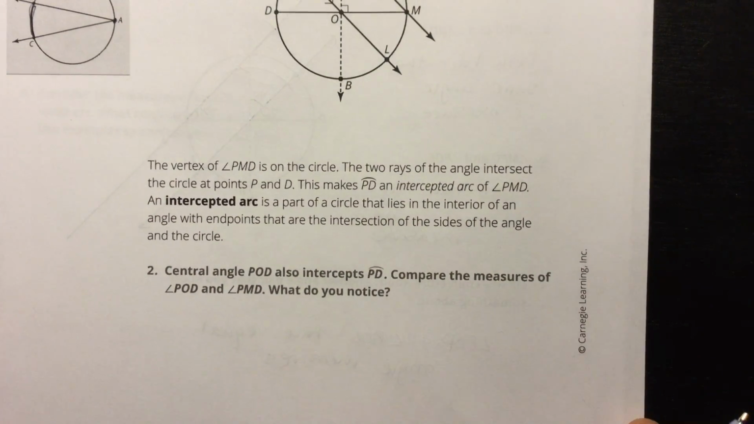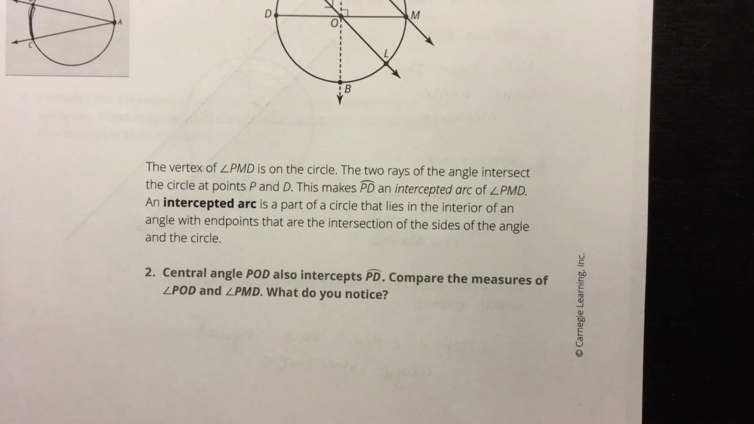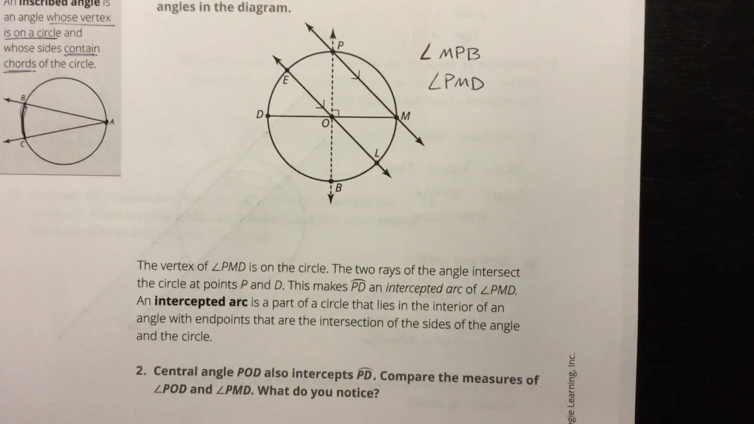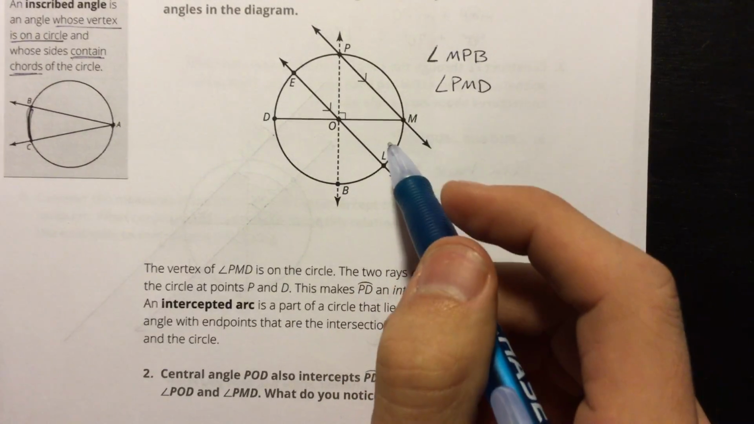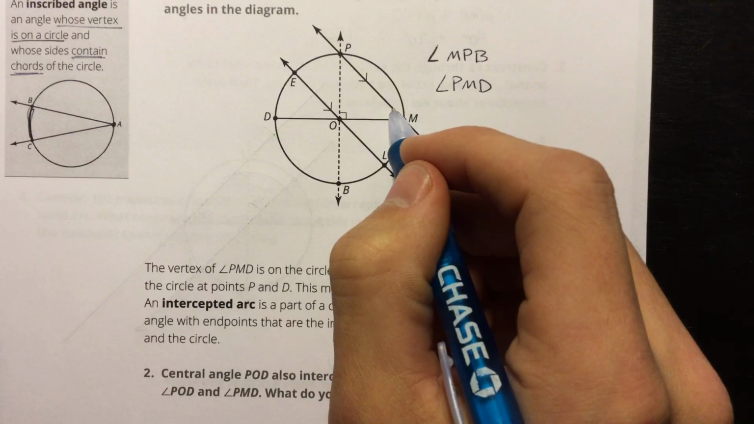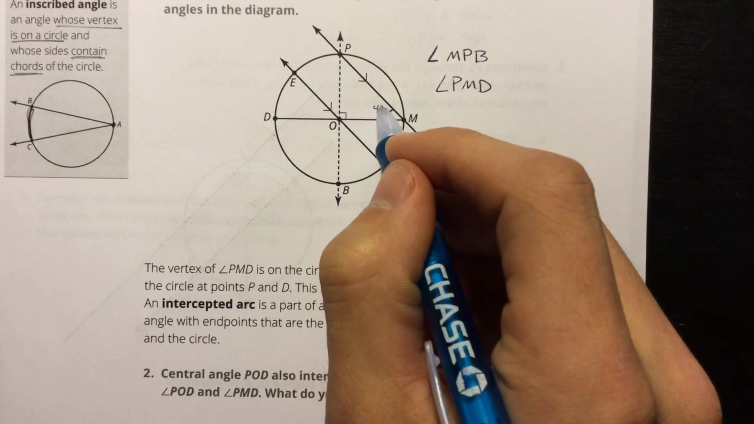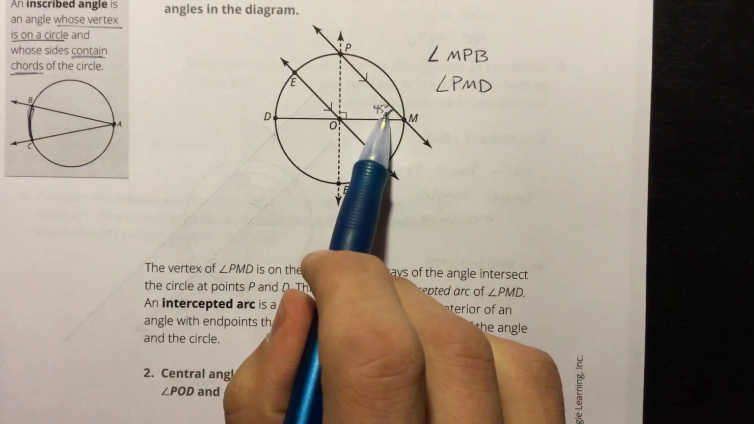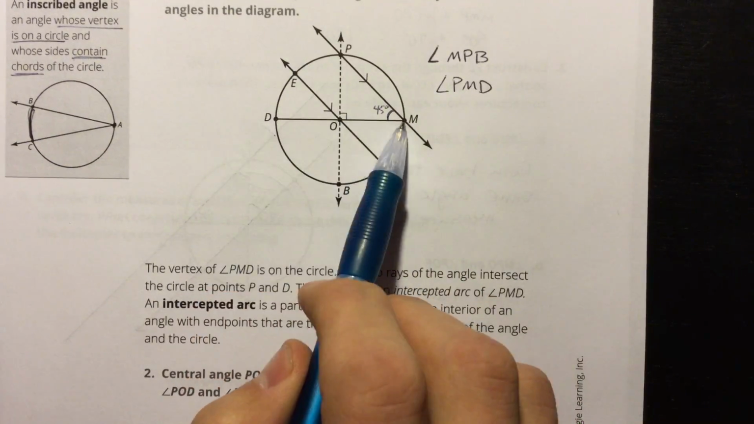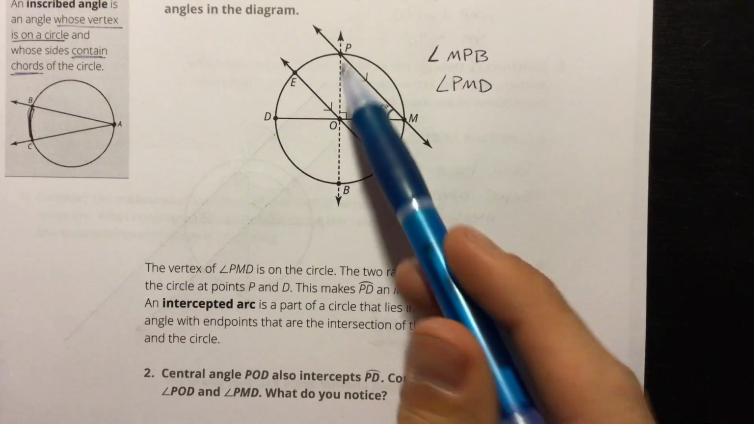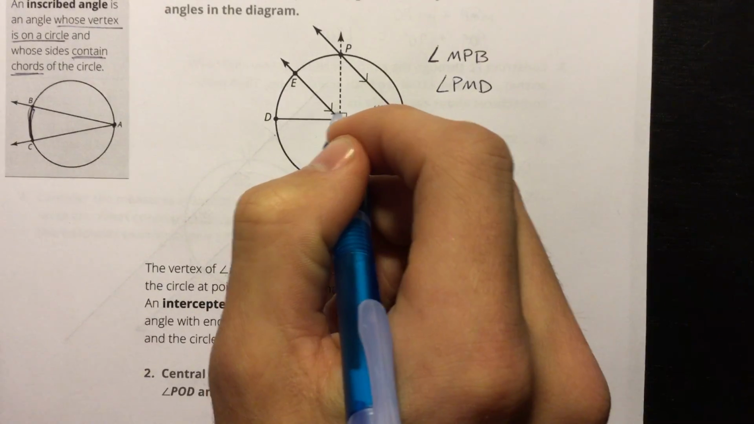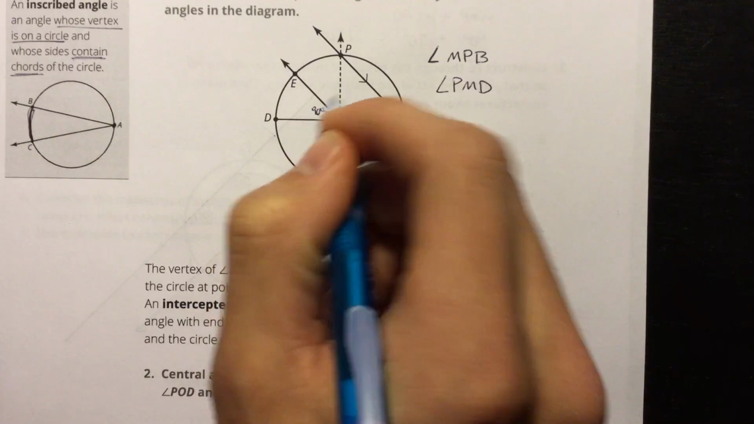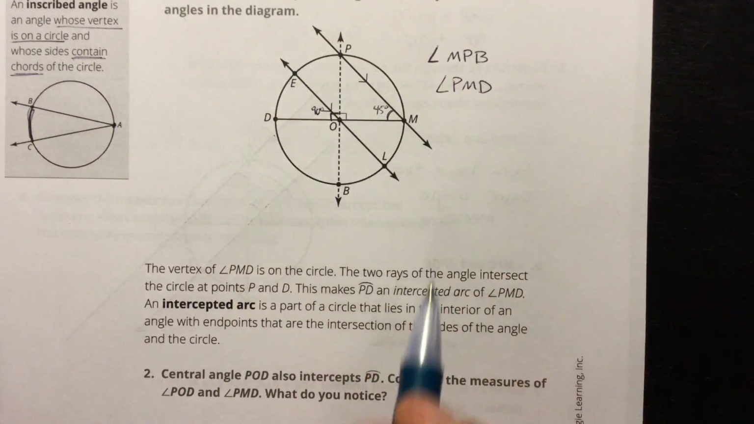So question 2 says central angle POD also intercepts PD. Compare the measures of angle POD and angle PMD. What do you notice? So I'm looking at these 2 angles. I'm looking at angle POD. I'm looking at angle PMD. If you remember from the last couple activities, if you've seen those videos, or if you just remember from doing it on your own, the measure of this angle is 45 degrees. And then we know that line MD and line PB are perpendicular bisectors, which means that all of the angles created by these 2 lines are 90 degrees. So that means that POD is a 90-degree angle, and PMD is a 45-degree angle.